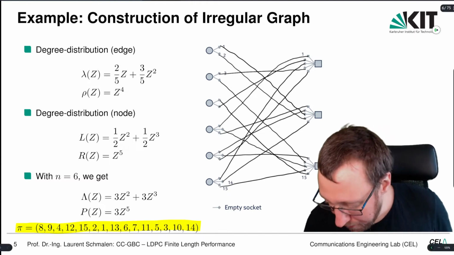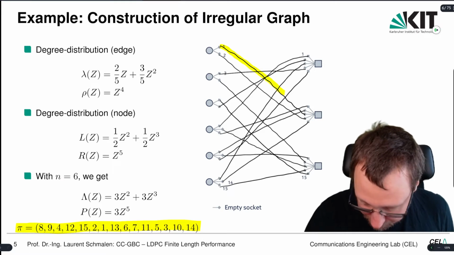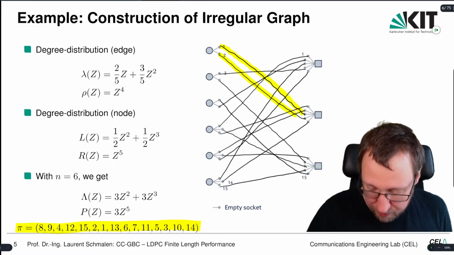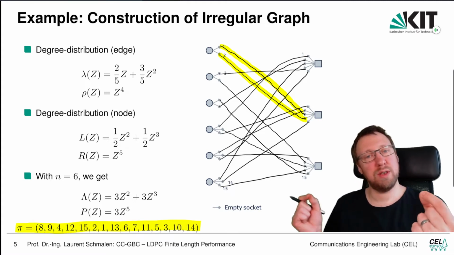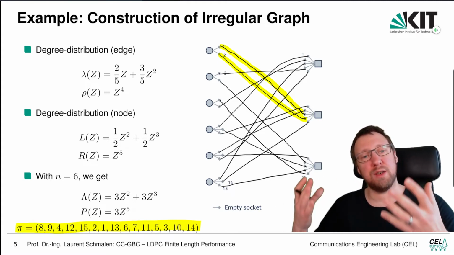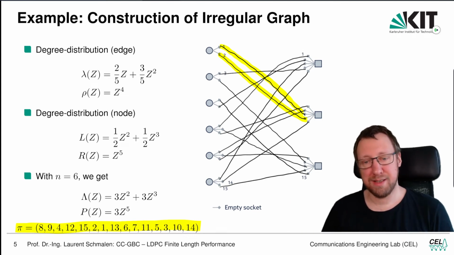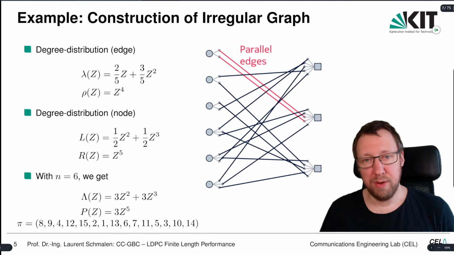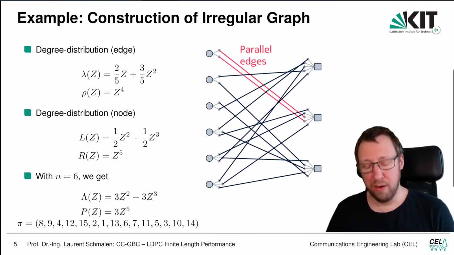We see that we have two parallel edges. We have this edge and this edge. They connect both to the same variable node to the same check node. So this is a situation that we need to resolve. This is what we do in the next step. We have it drawn here in a more beautiful way. We have two parallel edges.